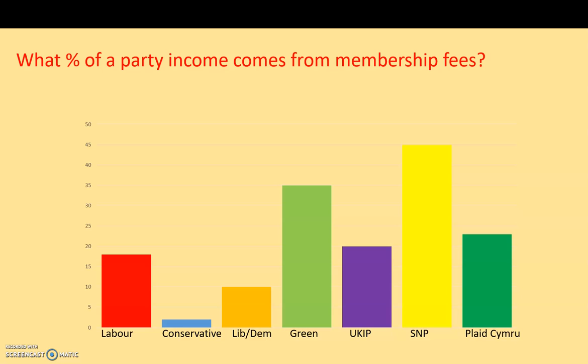In terms of membership fee, we've already looked at this. You can see the Scottish National Party actually get most of their money, 45% of their money comes from membership. The Greens also, just over a third of their money comes from membership as well. Very little from the Conservatives.